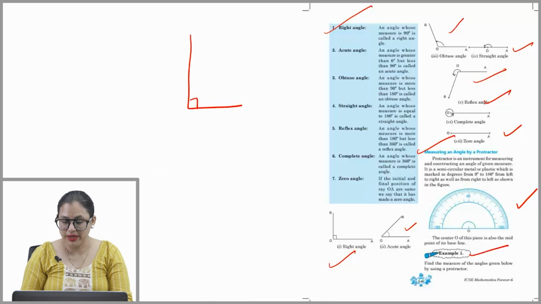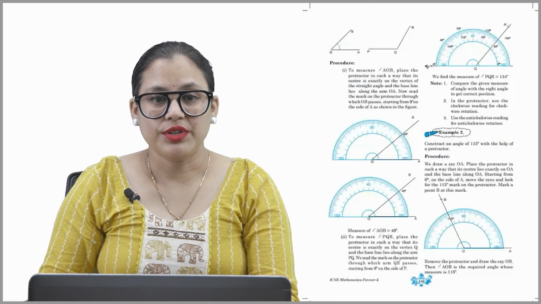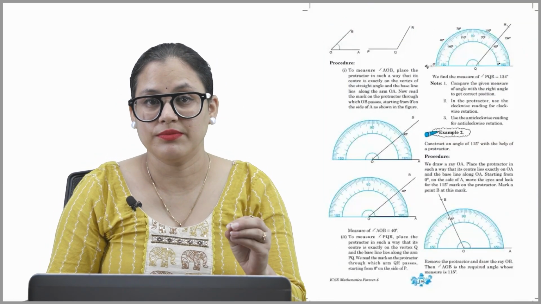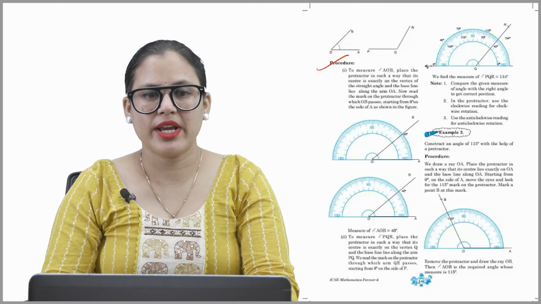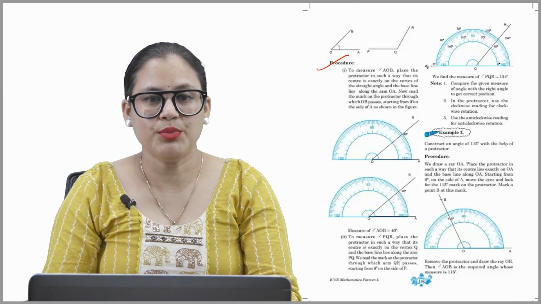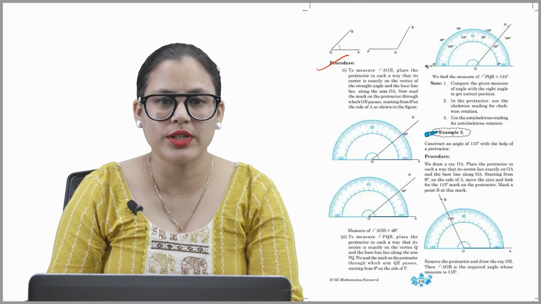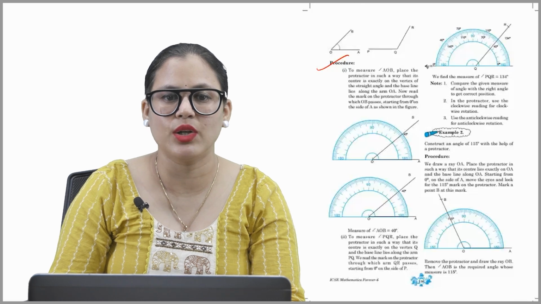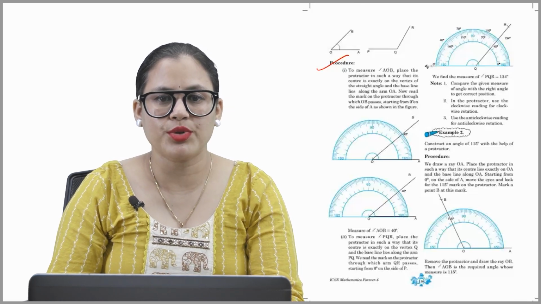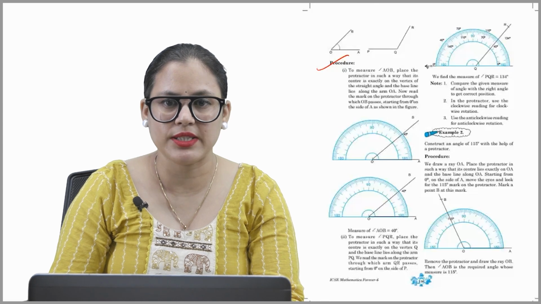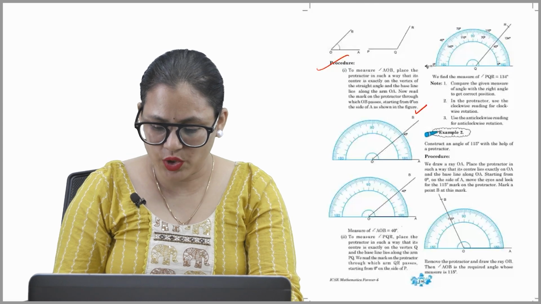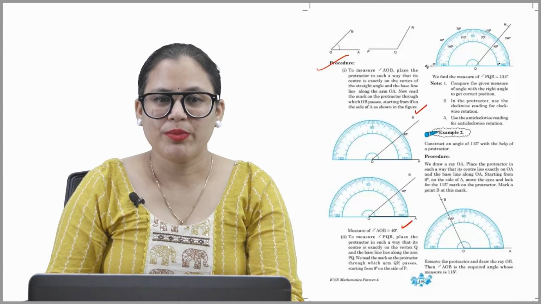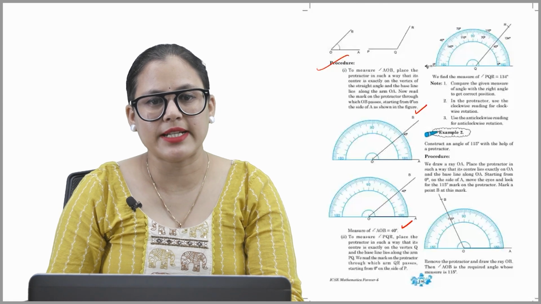Example 1, find the measure of the angles given below by using a protractor. Okay, so here are the angles given to you. You have to measure the angles by using the protractor. Now, what is the procedure? Number 1, to measure angle AOB, this one, place the protractor in such a way that its center is exactly on the vertex O and the baseline lies along the arm OA. Now, read the mark on the protractor through which OB passes, starting from 0 degrees on the side of A, as shown in the figure. Okay. Now, the measure of angle AOB is what? 40 degrees.